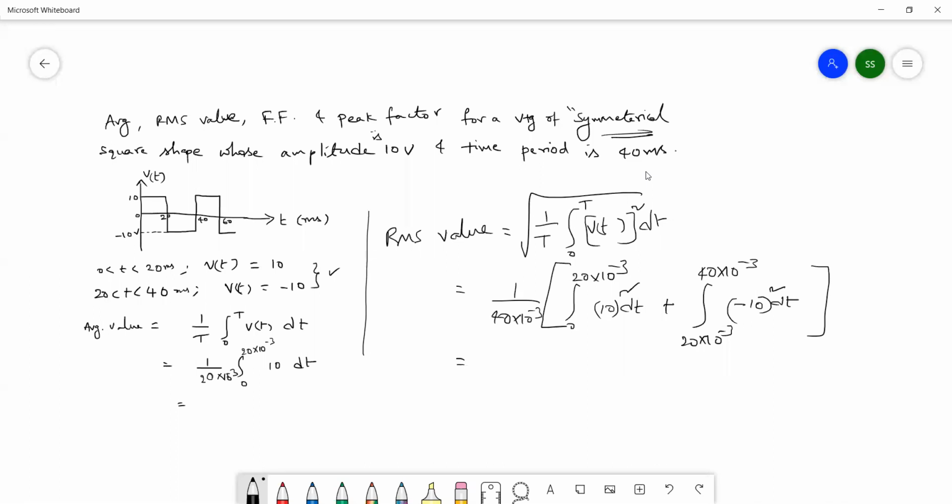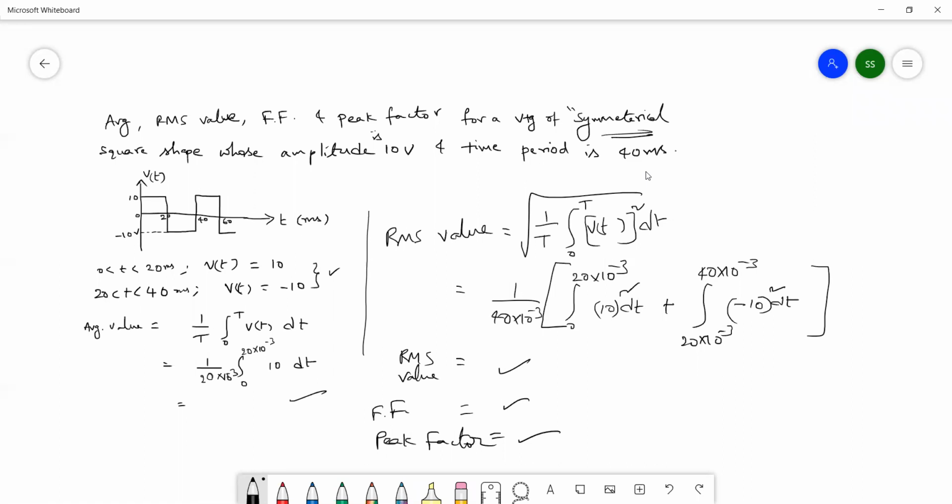So do it in your calculator, you will get the value of RMS value. So once you have the average value and RMS value, will you be able to calculate the form factor? Do it as homework. Form factor is the ratio of your obtained RMS to average value, and peak factor is the ratio of your peak to your RMS value, right?